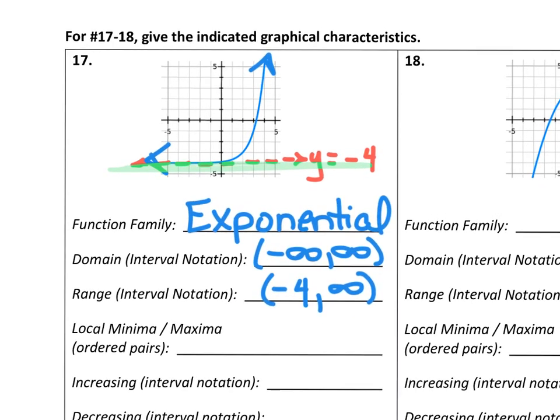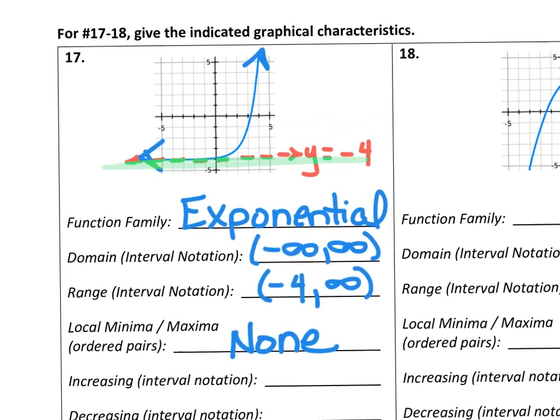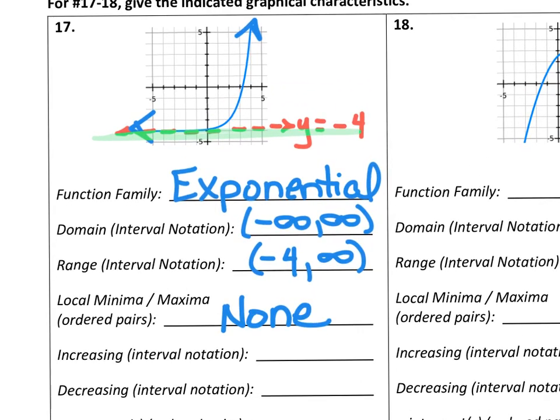For the local max and min, there's no place where the graph is going down and then turns around and comes up, or is going up and then turns around and comes down, and therefore there are no max or mins. The graph is increasing everywhere, and that's a little bit more difficult to see on this graph because of the asymptote and how close the graph is at the asymptote. But if you start on the left and work your way toward the right, if you're an ant crawling on that blue line, you're always crawling uphill, even if it's slightly.